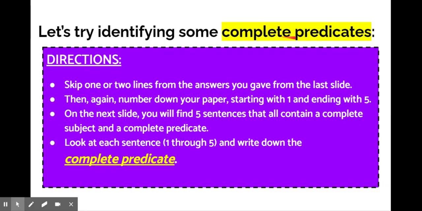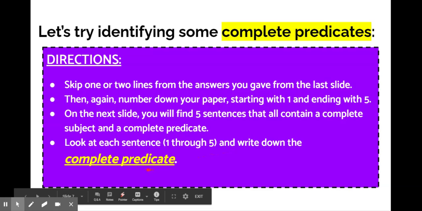So now we're going to try identifying some complete predicates. Now you're going to do the same thing. Skip 1 or 2 lines from the answers you gave from the last slide on your notes. Then again, number down your paper starting with 1 and ending with 5. So you'll be going 1, 2, 3, 4, 5 down your paper. On the next slide, you will find 5 sentences that all contain a complete subject and a complete predicate. Look at each sentence, 1 through 5, and write down the complete predicate. So the verb, the action, what's happening to the complete subject. All right, let's check it out.